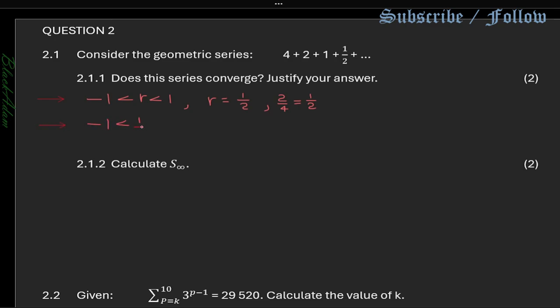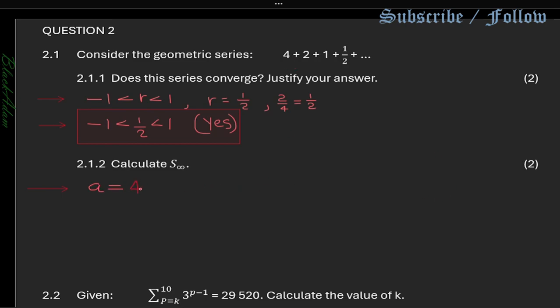So we have -1, which is less than half, which is true, and then half is less than 1, which is also true. So that way it does converge. So the geometric series does converge. That's our answer. And then we move on to 2.1.2, calculate the sum of infinity.